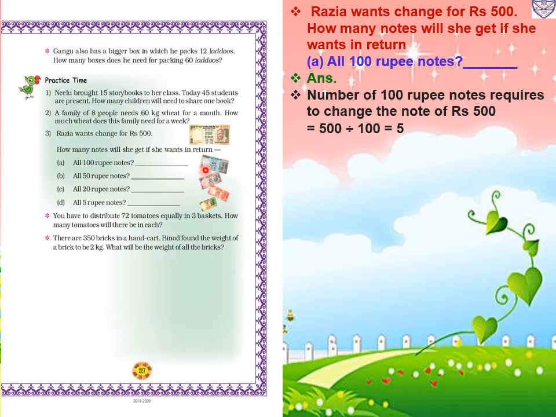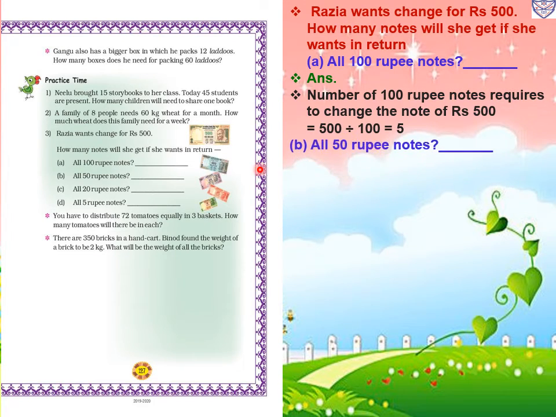So number of 100 rupees notes required to change the note of rupees 500 equal to, so what we will do? 500 divided by 100. So in 100 table when 500 will come, 100 5, so she will require 5 notes of 100 rupees.